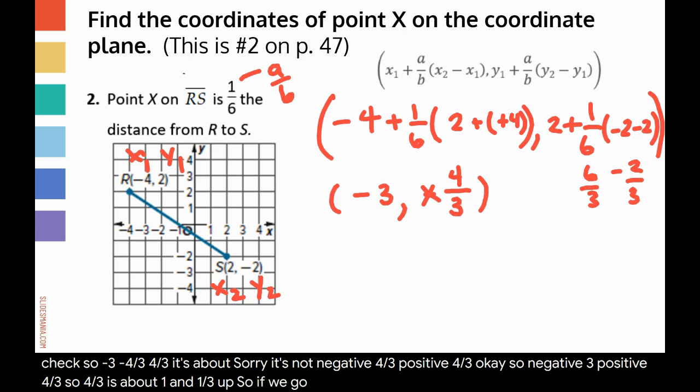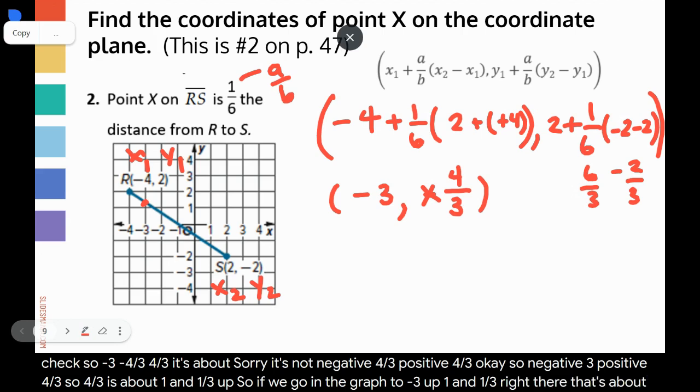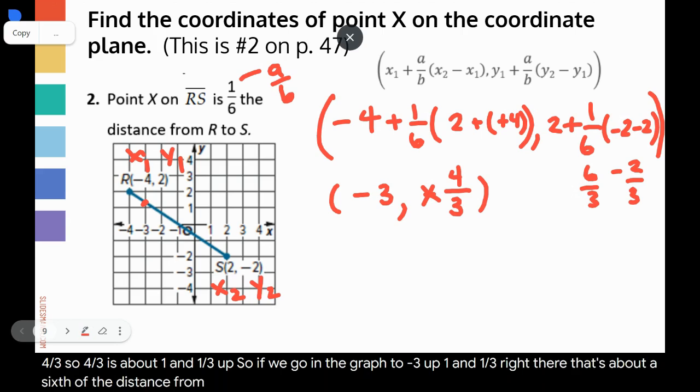So if we go on the graph to -3, up 1 1/3, right there, that's about 1/6 of the distance from R to S.